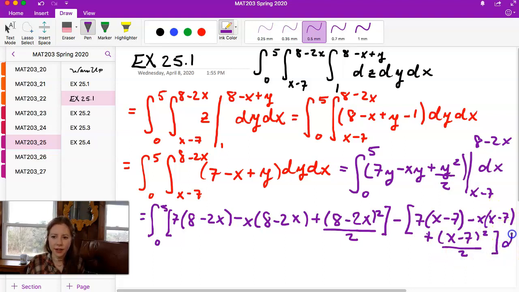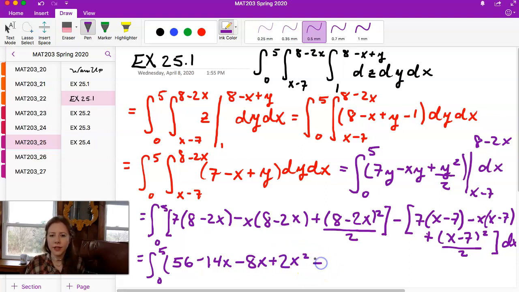All right, and we still have a dx out here. So now we have to do some cleanup, and after a bit of cleaning this up, we're going to end up with the integral from 0 to 5, and we have 56 minus 14x minus 8x plus 2x squared plus 64 minus 32x plus 4x squared over 2. So that's just expanding out this first piece here.